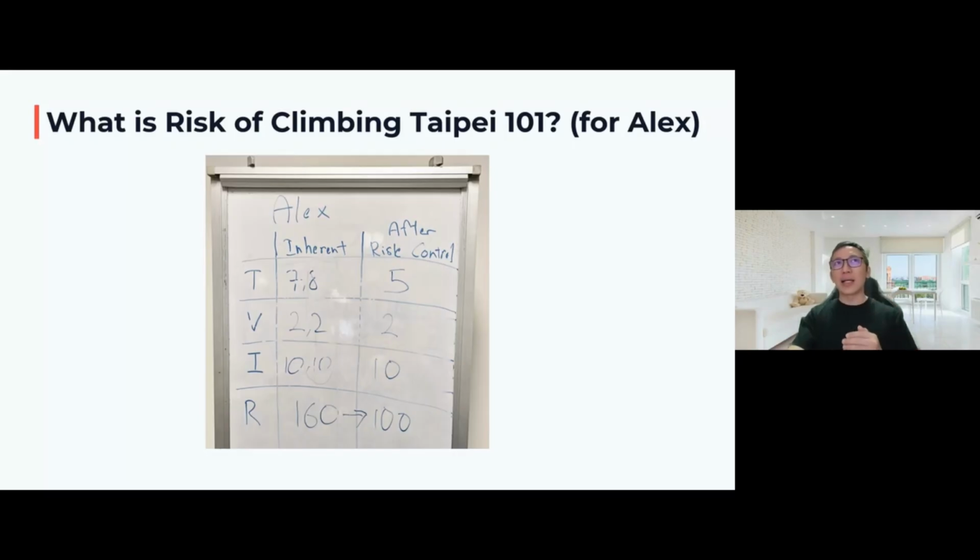But the impact is pretty high. This would almost translate to immediate death. If you are up so high and then you drop down, that would mean fatality. So they scored pretty high. Using the highest scores, 8 times 2 times 10 gives a score of 160. After risk control is implemented, the threat score reduced from 8 to 5, vulnerability no change, impact no change, and the score becomes 100. So this is the score.